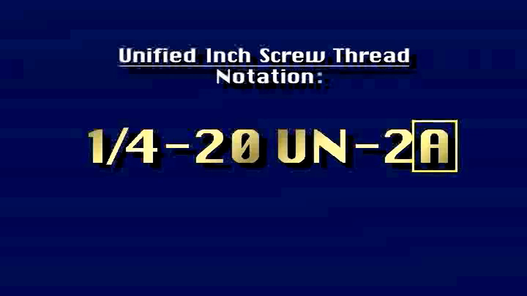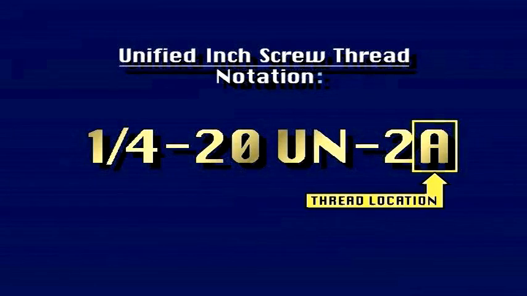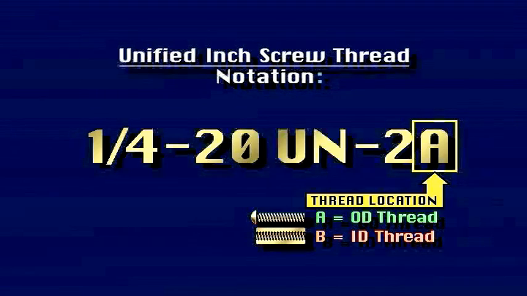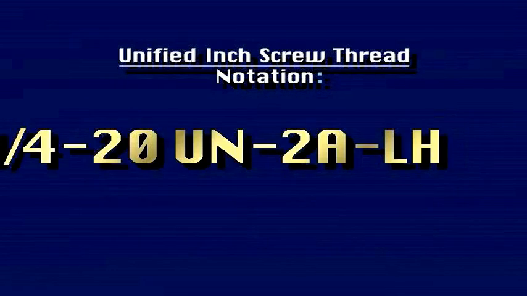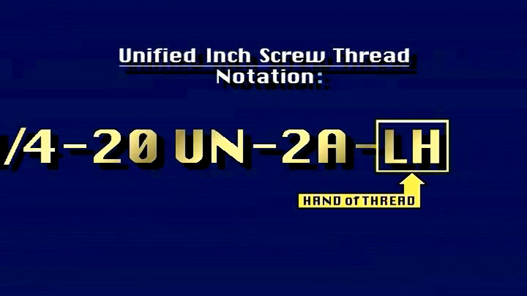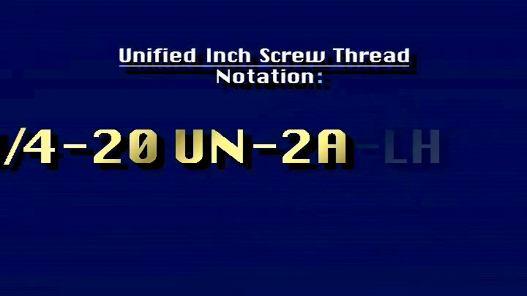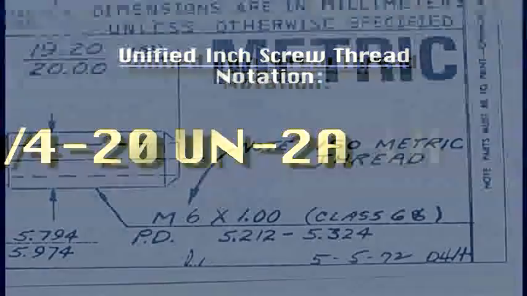The letter that follows the number indicates whether the thread is an ID or OD thread. Capital A simply means that the threads are to be formed on the outside of the workpieces. Capital B indicates ID threads. If these threads were to be left-hand threads, there would be a capital LH following the class of fit. If there are no LH letters, they would be right-hand threads.